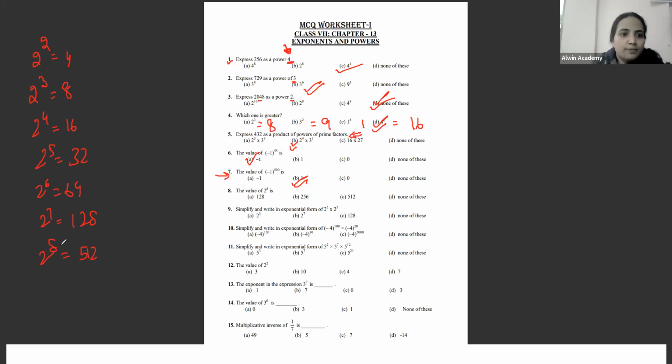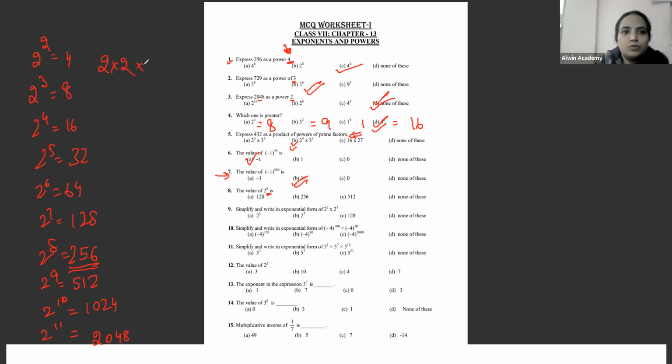256, sorry, my bad. This is 256, and then 2 to the power 9 is 512, and 2 to the power 10 is 1024. 2 to the power 11 is 2048. If you learn these, it makes it very quick. Then 2 to the power 8, they've asked. You can multiply all those 2's and see also. That is 256. How can you do it?